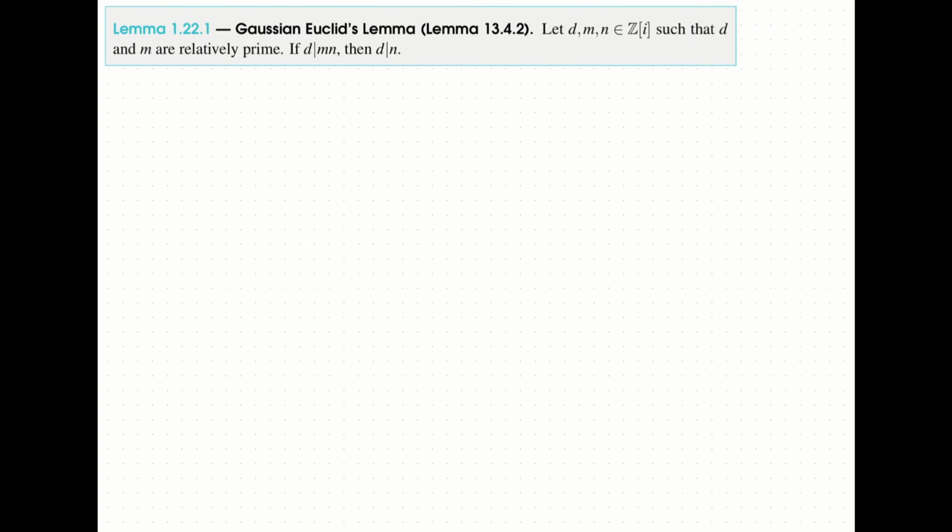And what it says is if d, m, and n are Gaussian integers such that d and m are relatively prime, if d divides m times n, then d divides n. And so let's go ahead and prove this, but first let's go back and recall the statement for the integers and how we proved it.